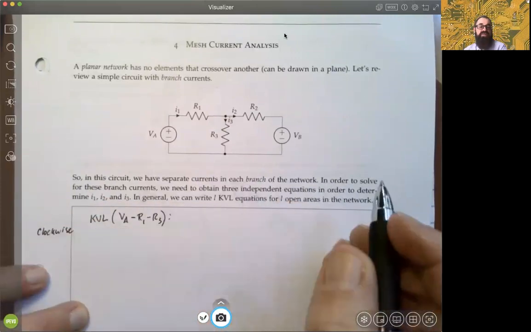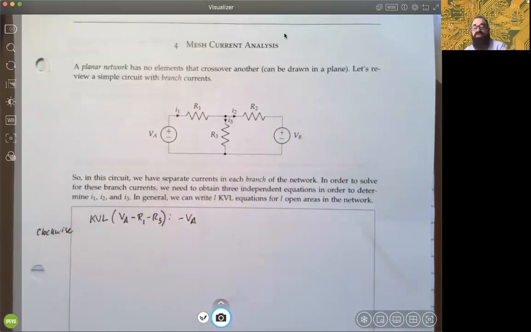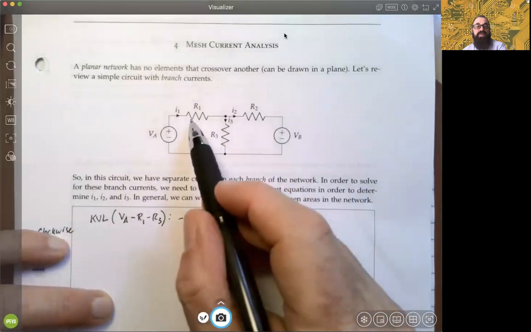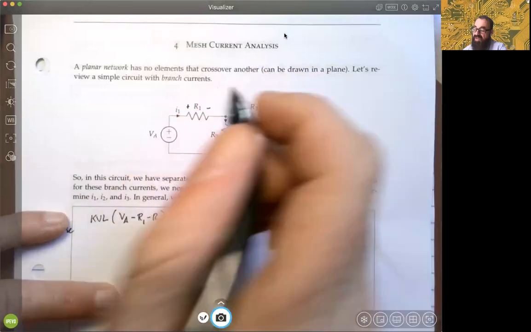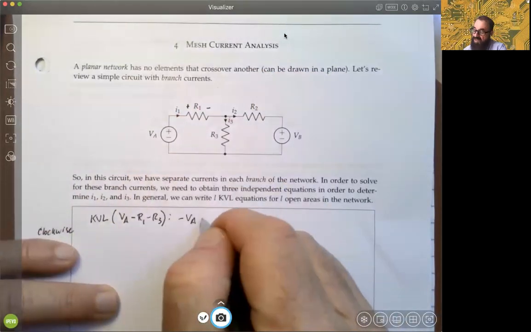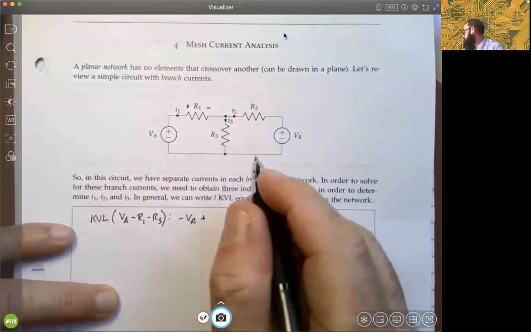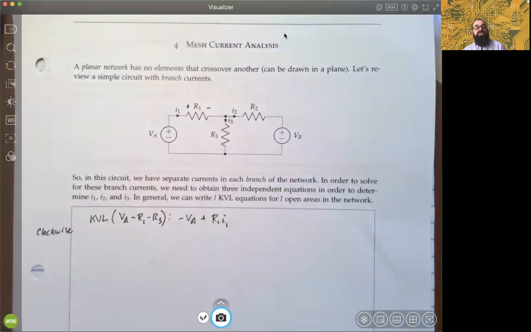If we do that in this first loop, of course, we would encounter the negative polarity of that voltage source. So we'd have minus VA. Then representing the voltage through R1, the current is coming in. Let's say this is the positive polarity and this is the negative polarity. So we'll represent this as plus R1 times I1, because if we know what the current is, I1, and we know what the resistance is, then we know what that voltage is.